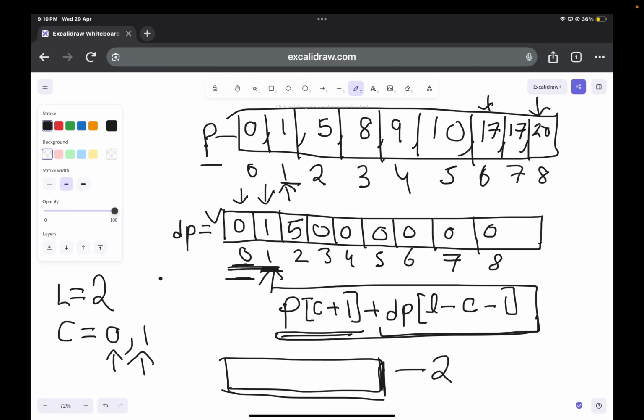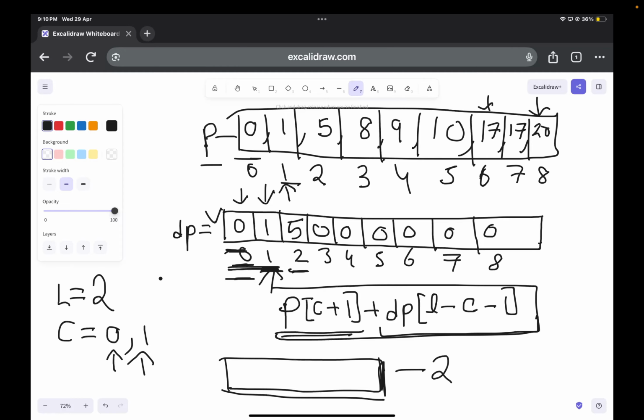dp of 0. Okay, 0 is remaining. So dp of 0 is 0 ultimately. Value is 0. Okay, so from here you found 0 and from here you are finding 1. Understanding? So 5 plus 0 is 5. So you will put 5. Got it?